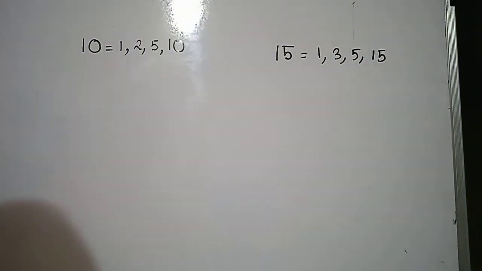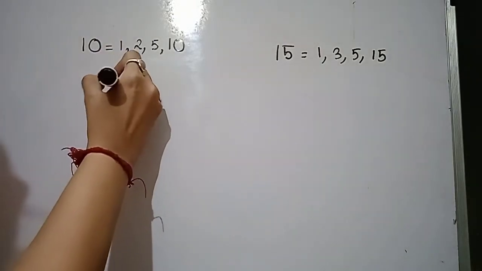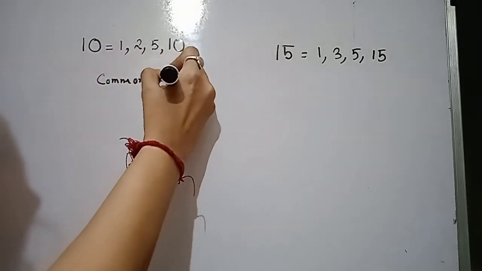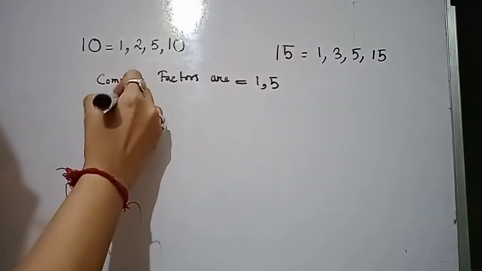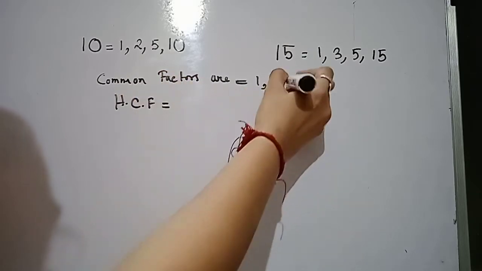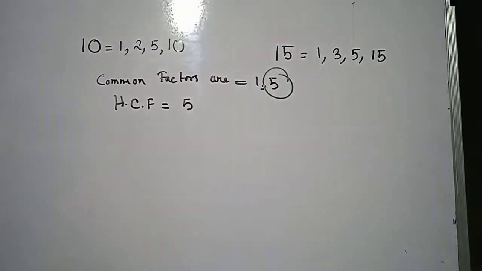Now see, here we can find that 1 and 5, these two numbers are common. So the common factors are 1 and 5. So what will be the H.C.F? That is the highest common factor, that will be 5. So the H.C.F of 10 and 15 is 5. This is the method to find H.C.F using factors. In this case we are deriving H.C.F with the help of factors.